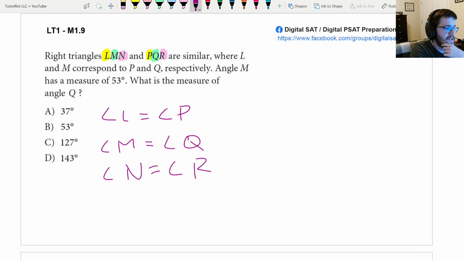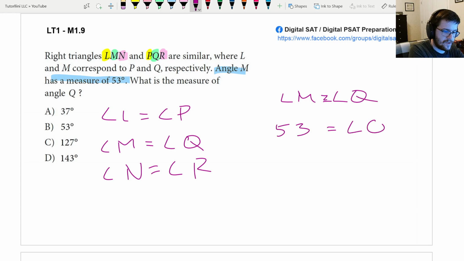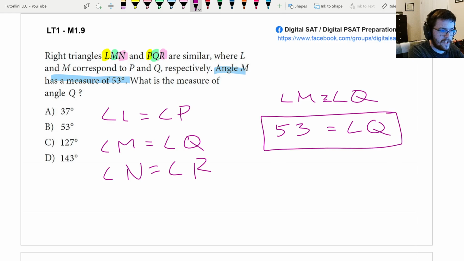So this one tells us that angle M has a measure of 53. So if angle M equals angle Q, and angle M has a measure of 53, then angle Q must also have a measure of 53.